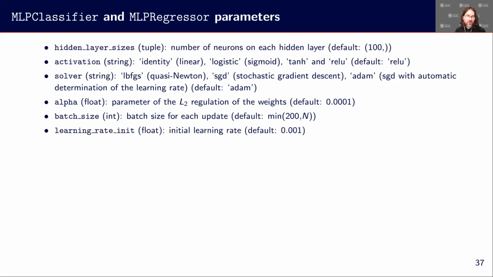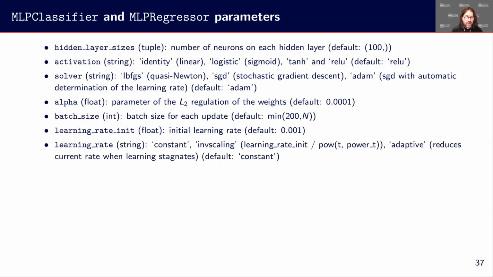We have an initial learning rate, which is adjusted. In fact, with ADAM, the learning rate is changed over time, but we can set the initial learning rate to some value. We also set how the learning rate changes, according to being constant, or inverse scaling, where we will reduce it over time, or adaptive, which is a different rule. These are different ways to adjust the learning rate, which are also different from what ADAM is doing. We also have the maximum number of epochs, which is set to 200.